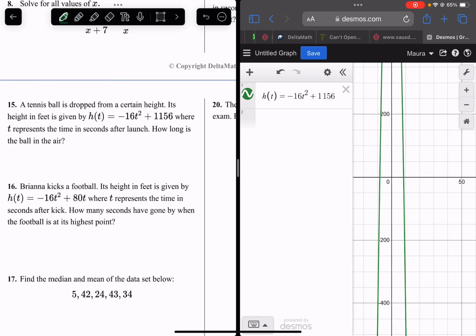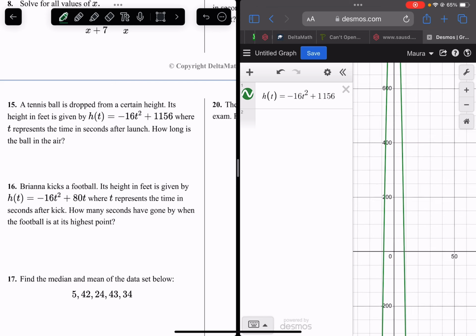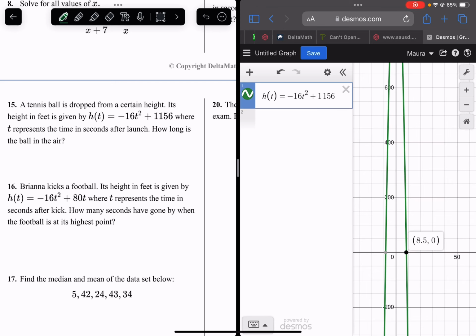And if we look at the intercepts, when they say how long is the ball in the air for? Well, it's going to be in the air from t equals 0 until it hits the ground. So we can see here that its height is 0 at 8.5 seconds. So that means that when your height's 0, you're hitting the ground. And that happens at 8.5 seconds. So how long is the ball in the air? For 8.5 seconds.